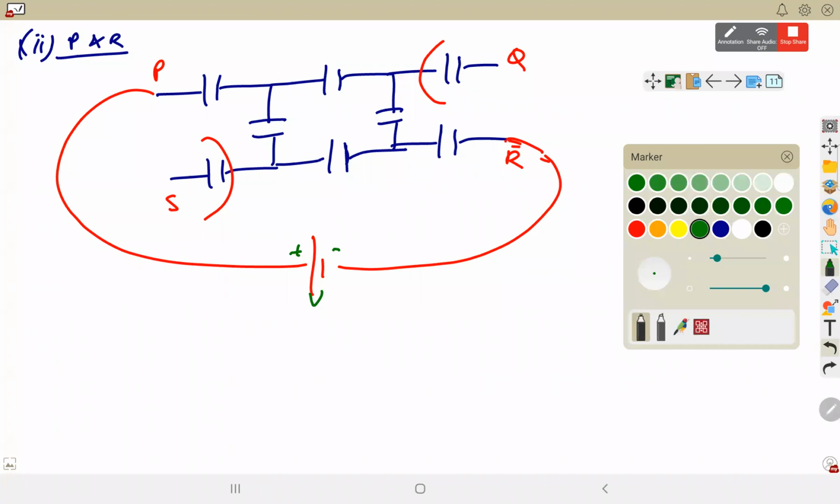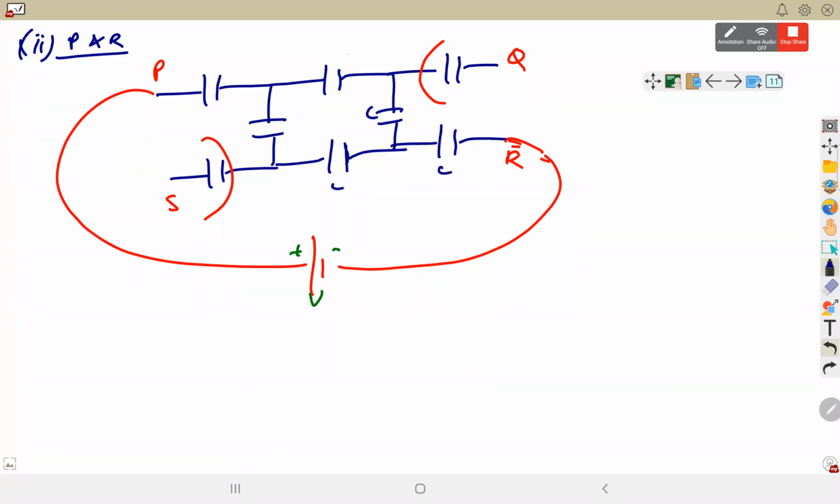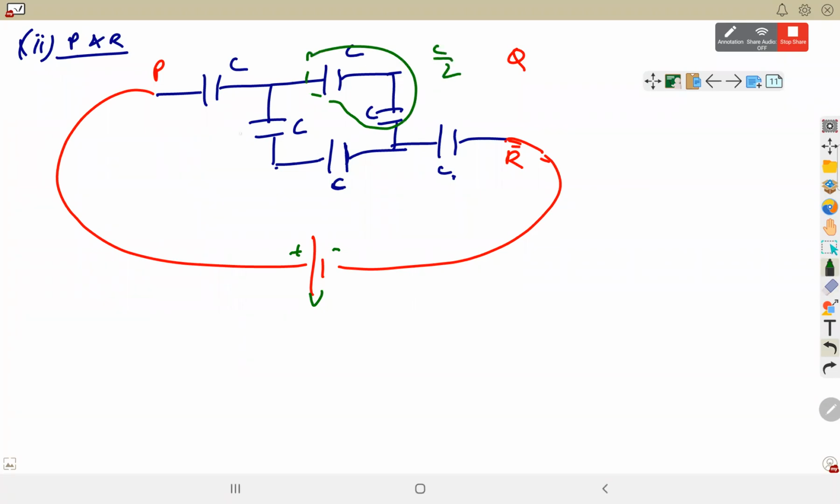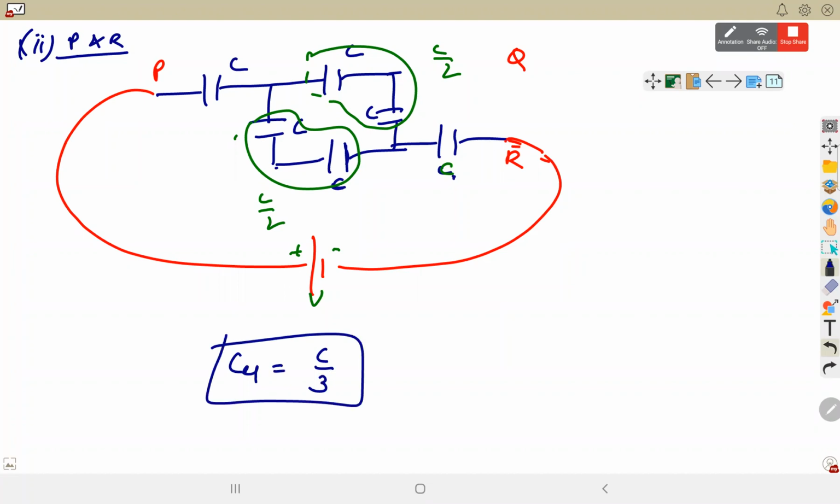Yes, C by 3. C by 3. When you remove these two, this becomes C and C. C by 2, C by 2, C and C. C by 2, C by 2 becomes C, and then C, C, C, all three in series become C by 3.